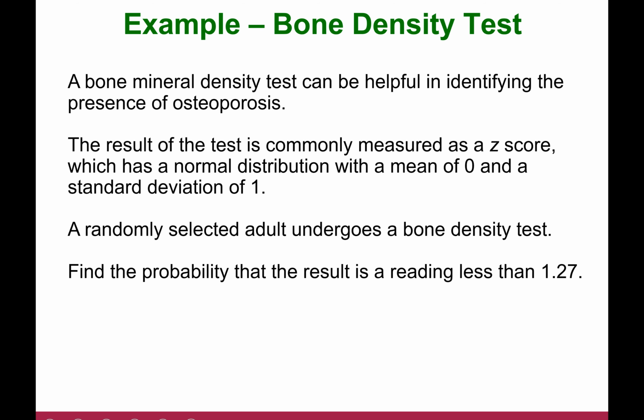Let's say we have a bone mineral density test that could be useful in identifying the presence of osteoporosis. The result of this test is commonly measured as a z-score. It has a normal distribution, mean equal to 0, standard deviation equal to 1. So this given condition indicates it's the standard normal distribution.